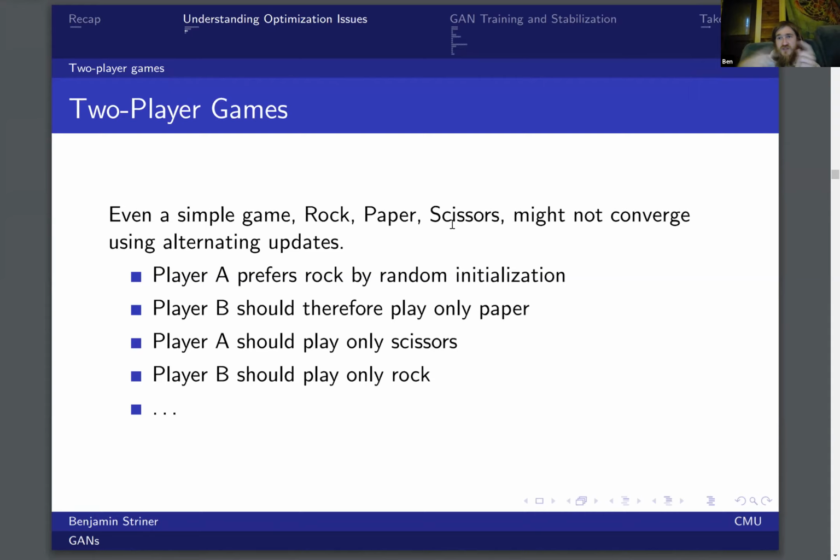If 2 players take turns picking their rock, paper, scissors strategy and picking the one that's the best one against what the other person's playing right now, then they will go through a rotation and they will never end up stopping at the best strategy for each of them.